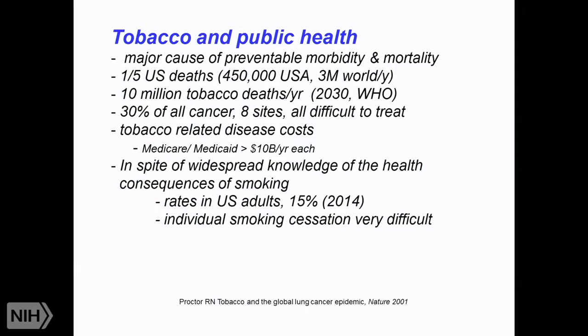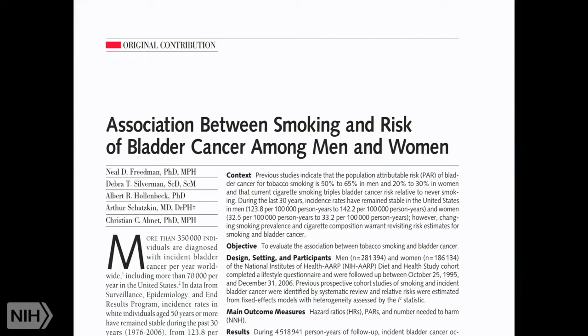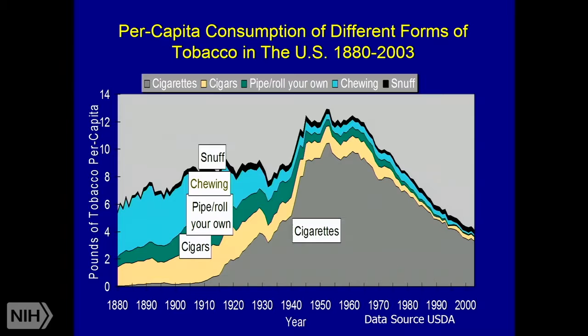Smoking is strongly associated with about 7 cancers, and we still do studies. It's a nice study by Neal Freedman showing the association between smoking and bladder cancer risk. It takes decades to change behavior. So this is the Surgeon General's report in the late 60s, after the first studies of tobacco and cancer in the 50s, and the rate of smoking in the United States in adults has slowly declined. So it's about 12-13% among adults today, but in certain areas of the country, it's much higher.